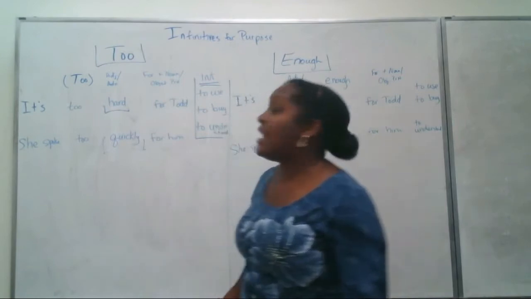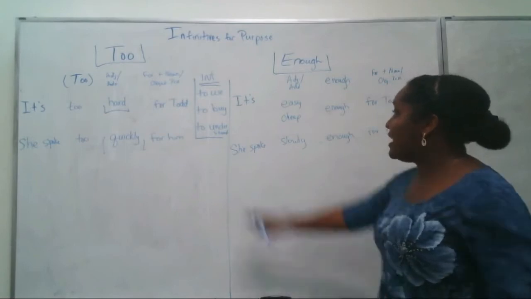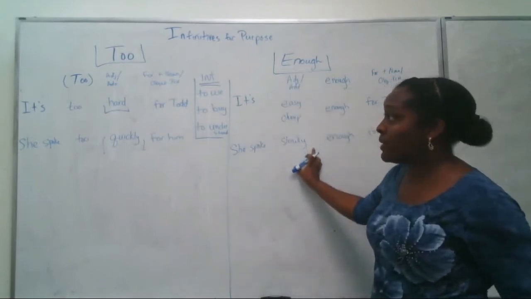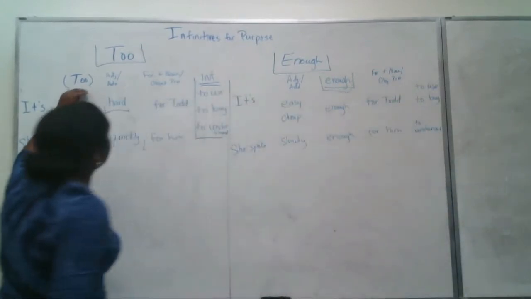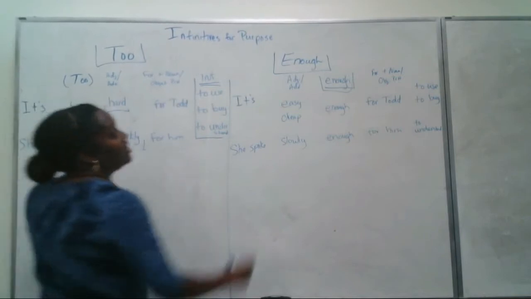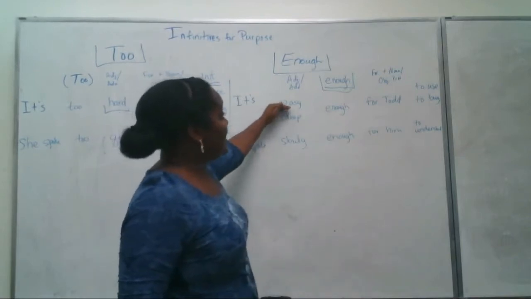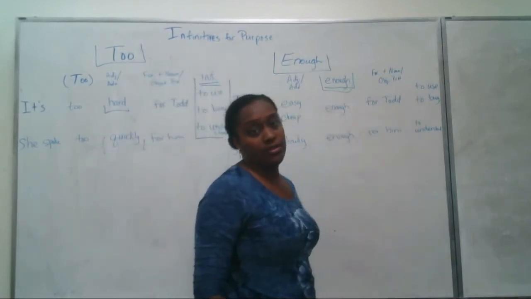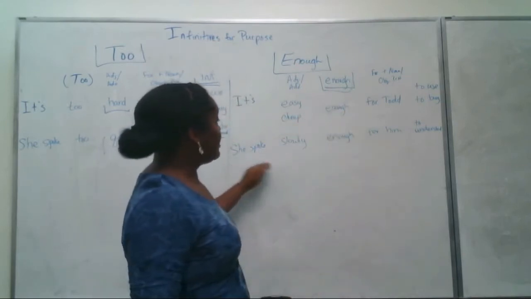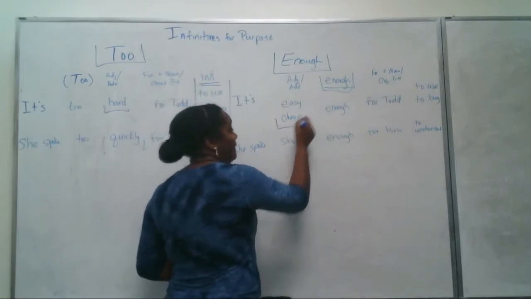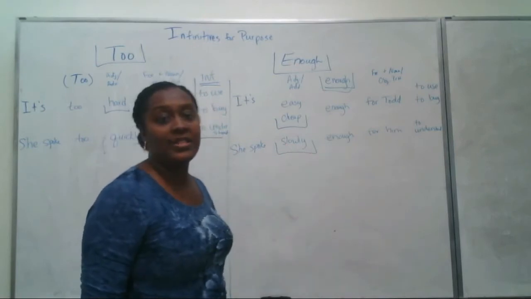Okay? Now, the other way you can do it is using enough. You can say it's your adjective, or your adverb comes here, then enough. So this is the difference between these two formulas. You have too first, then you have your adjective. Here you have your adjective or your adverb, and then you have enough. So it's easy enough for Todd to use. It's easy enough for Todd to buy. She spoke slowly. Adverb. She spoke slowly enough for him to understand.